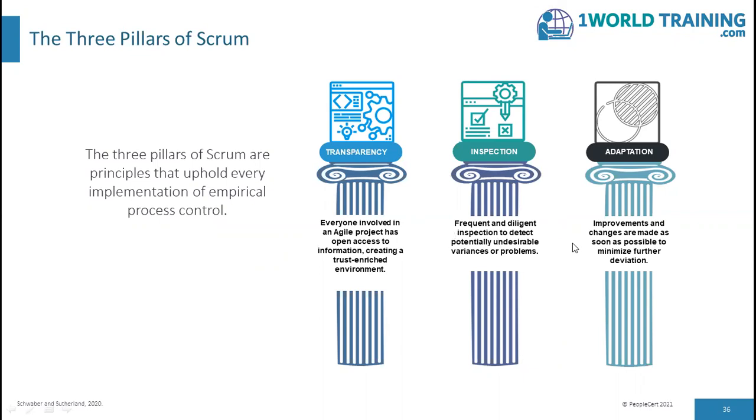Adaptation. Improvements and changes are made as soon as possible to minimize further deviation. Meaning, if any aspects of a process deviate outside acceptable limits, or if the resulting product is unacceptable, the process being applied or the materials being produced must be adjusted. The adjustment must be made as soon as possible to minimize further deviation. Adaptation becomes more difficult when the people involved are not empowered or self-managing. A Scrum team is expected to adapt the moment it learns anything new through inspection. And these are taken from the Scrum Guide, the 3 pillars that is.